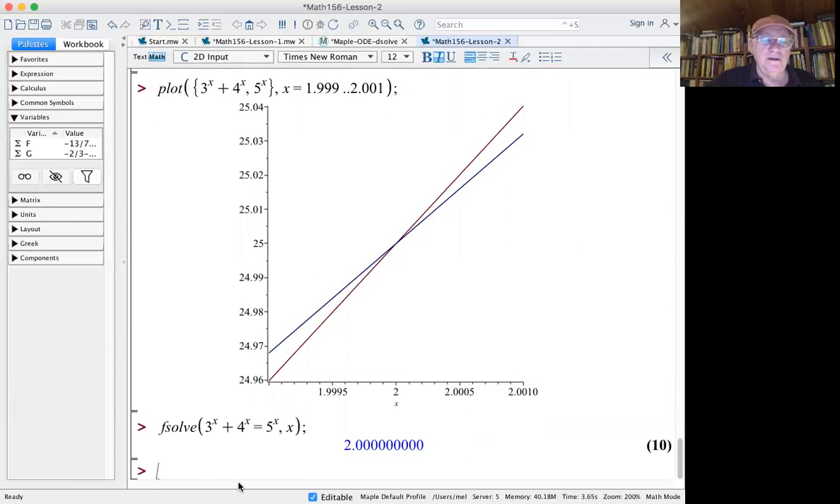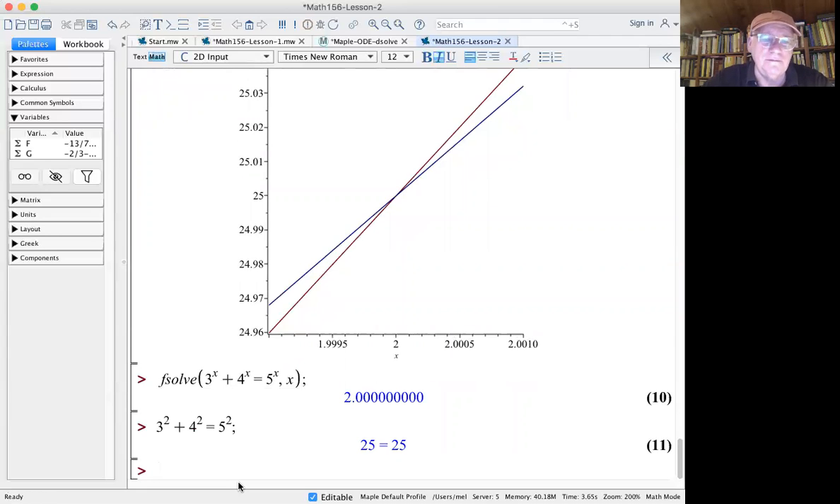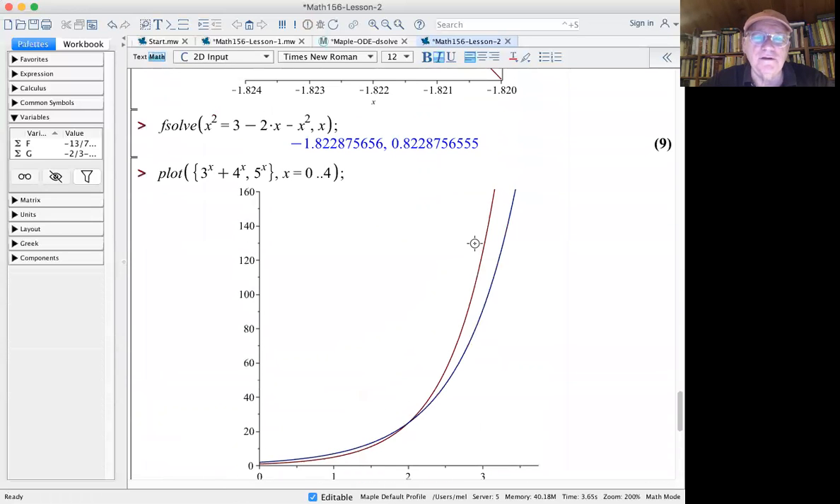2. So what have we just seen? We've just seen 3 squared plus 4 squared equals 5 squared. Yeah. So that's a kind of a geometrical verification of a famous case of the Pythagorean theorem.